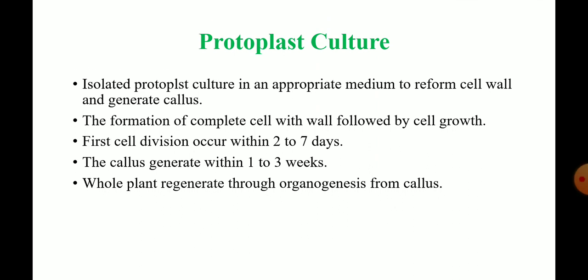Now protoplast culture: isolated protoplasts are cultured in an appropriate medium to reform the cell wall and generate callus. The formation of a complete cell with a cell wall is followed by cell growth. After cell growth, the first division of the cell occurs within 2 to 7 days. The callus is generated within 1 to 3 weeks. A whole plant regenerates from the callus through the process of organogenesis.